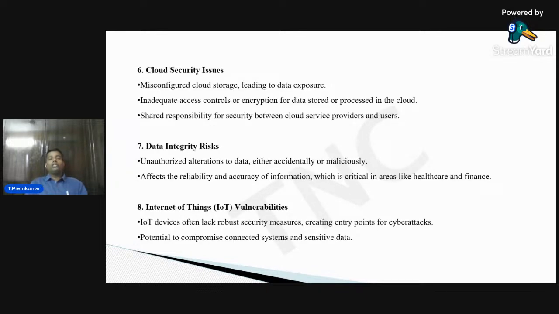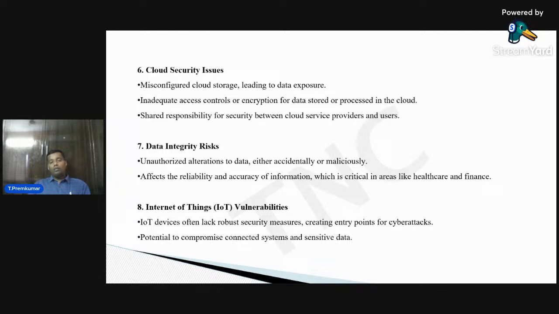In the case of cloud security issues, misconfigured cloud storage leads to data exposure, and there are inadequate access controls or encryption for data stored or processed in the cloud. Then there is shared responsibility for security between the cloud service providers and the users. In the case of data integrity risk, unauthorized alterations of the data, either accidental or malicious, affect the reliability and accuracy of the information, which is critical in areas like healthcare and finance.